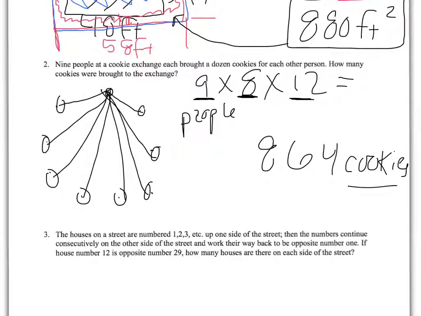We always want to give our label of cookies here. So that's how many cookies were brought to the exchange. That's a lot of cookies. So that's how that goes. And there's a couple other pictures that you could draw for this one, but I think that this is the most intuitive one, where you're drawing 9 people and then determining who each person is bringing cookies for. They're not bringing a dozen for themselves, so we're working like that.